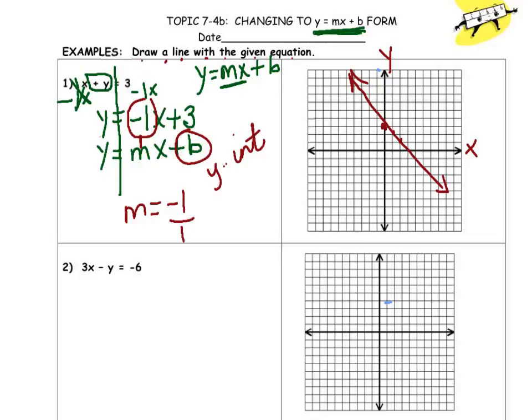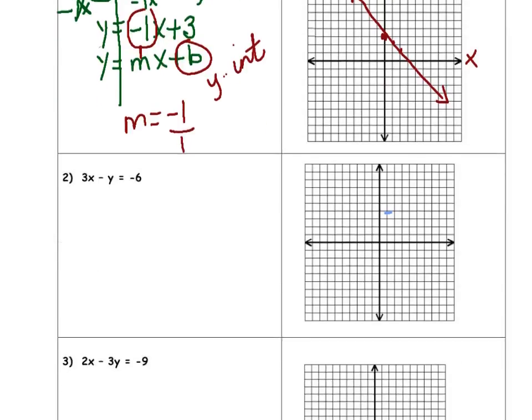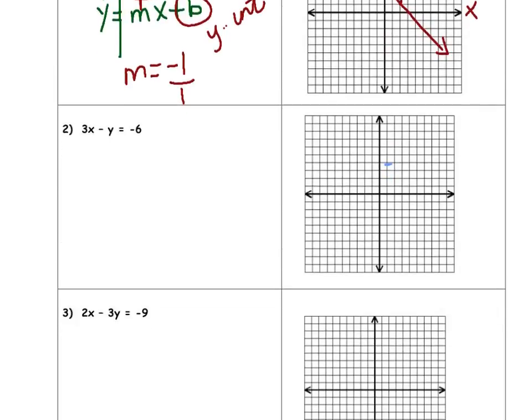Alright, so let's move up and look at another example. There we go. I have this example which shows that 3x minus y is equal to negative 6. And because this is not in the form that we're used to, or the form that we're looking for, which is slope-intercept form, we're going to solve this for y so that it will be in slope-intercept form.